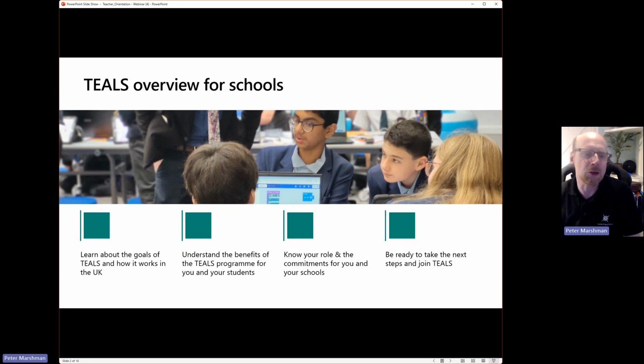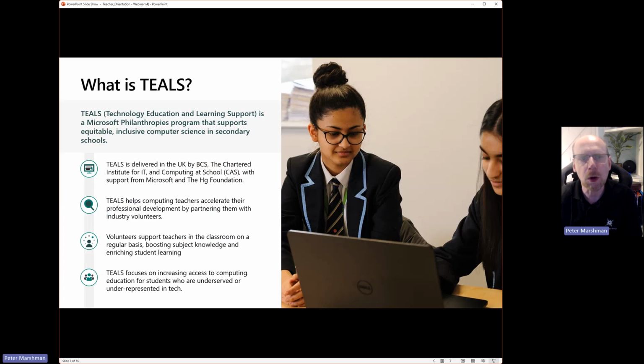So let's dive straight in and share what we're going to be talking about over the next couple of minutes or so. We're going to be looking at, starting off with, what are the goals of the TEALS programme, why should your school get involved, and what are the benefits for the young people that you look after. We're then going to be looking at your role as a TEALS teacher, and the commitment for you to engage in this programme and maximise that impact. We're going to be looking also at what the next steps are for you to engage in this programme and complete your application. So let's start off with a little bit more detail about what the TEALS programme is.